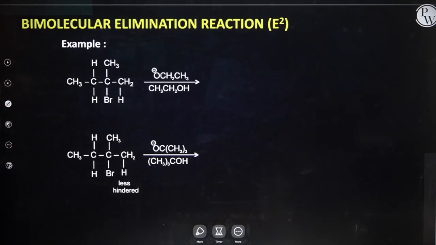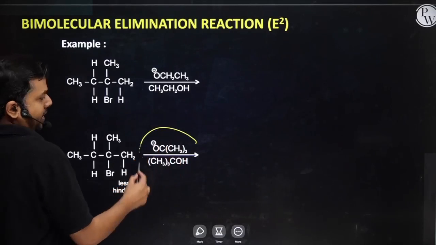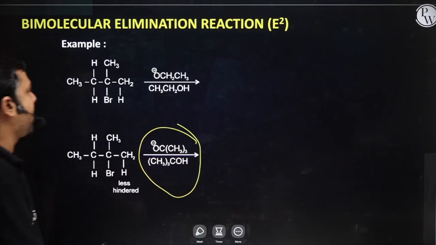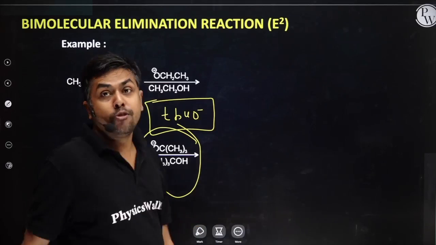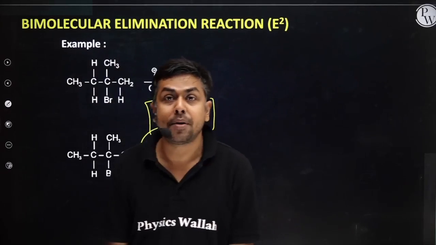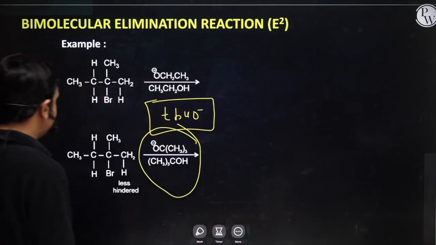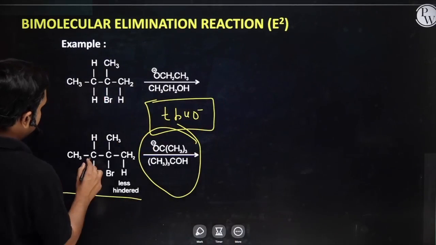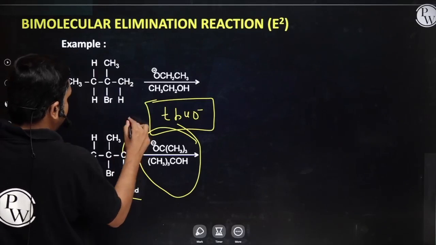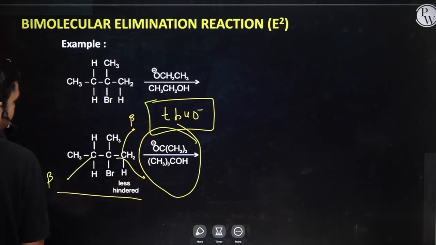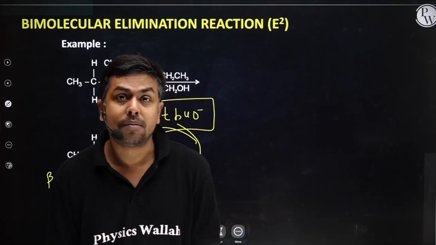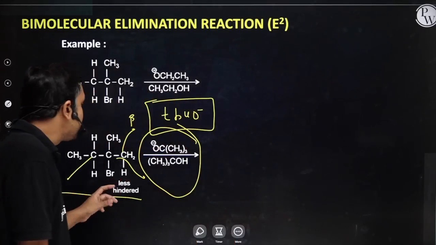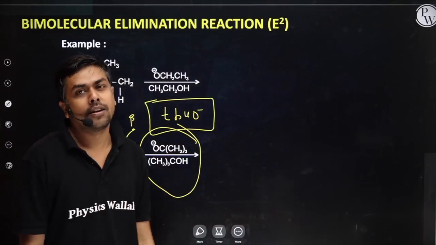Like this one. See, student, if we look at this particular example, I'm having tert-butoxide ion. The base is bulky. If the base is bulky, then what are you going to do? You are going to remove hydrogen from a beta carbon which is less substituted. Let's see here. This one is also my beta carbon, and this one is also my beta carbon. This beta carbon is 1 degree, whereas this one is 2 degree. Can I say 1 degree is less substituted? So if the base is bulky, I am going to remove beta hydrogen from the less substituted beta carbon.